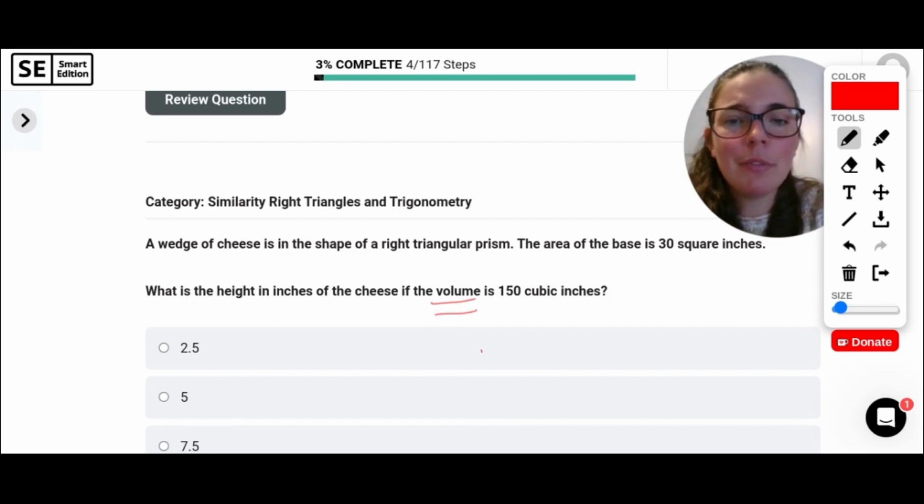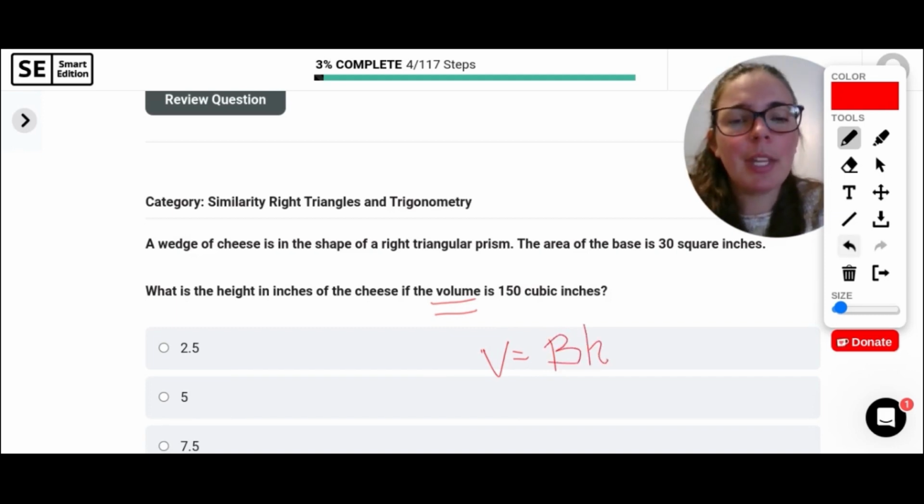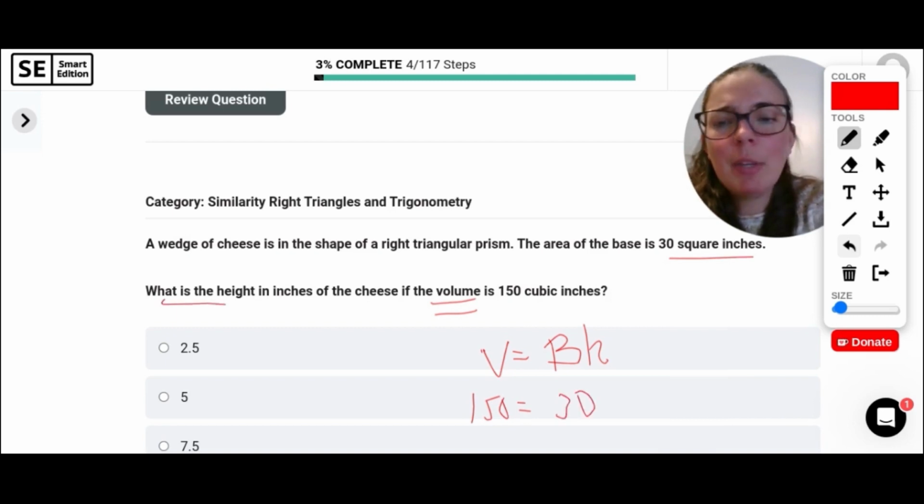So the volume for a prism is area of the base times the height. So we denote that with a big B, area of the base. So let's plug in what we know. We know the volume is 150. The area of the base, they told us, is 30. And then the question is asking me to find the height, so I'm going to leave that as H.